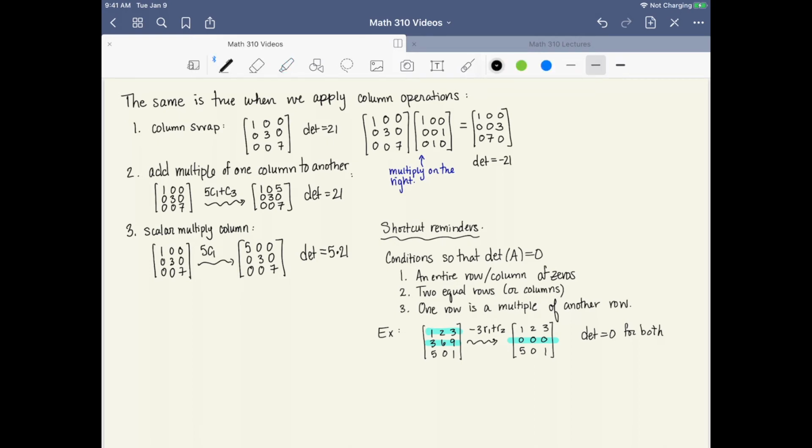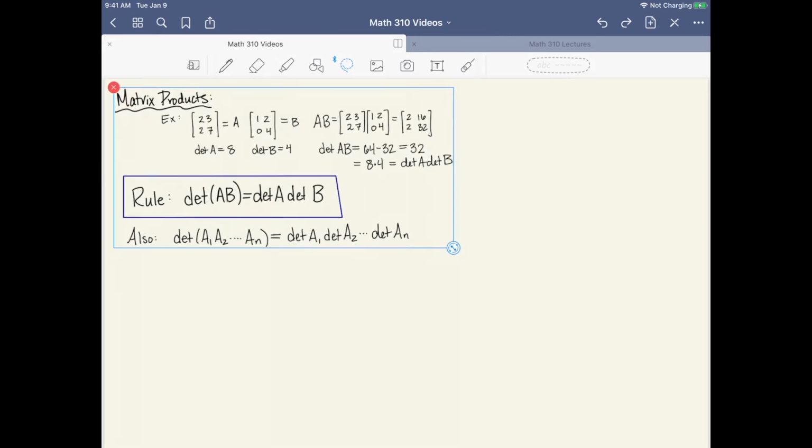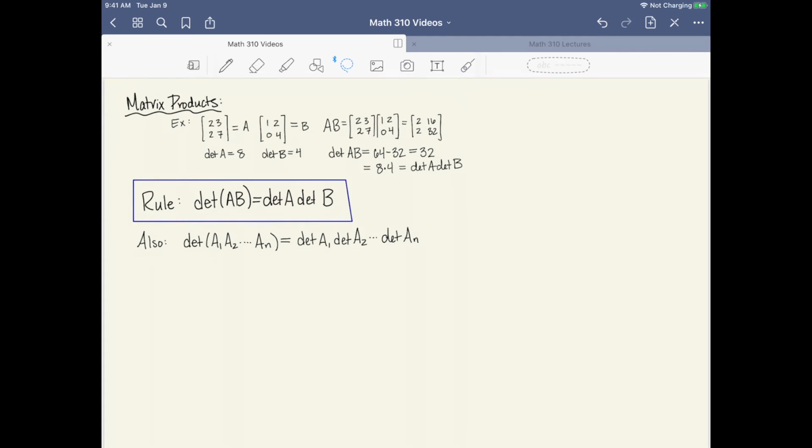Another convenient fact that we should mention is matrix products. So if you have the product of two matrices, A times B, well, then the determinant of A times B is the determinant of A times the determinant of B. Let's go ahead and jot this down on the next page. All right, so the rule here is in the box. Determinant of AB is determinant A times determinant B. And you can generalize this rule by saying the determinant of a product is the product of the determinants.